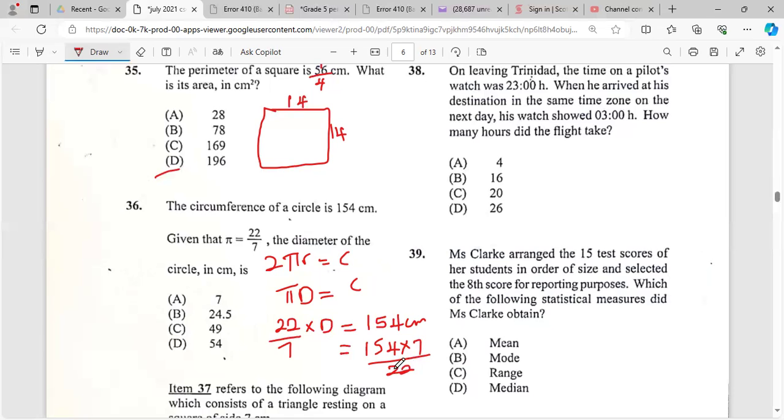Let's see which number we could use. 2. We could use 2. 2 into this is 11. 2 into this is 7. 77. And then you could use 11 now. 11 into this is 1, 7. So 7 times 7, 49. So that's 49. Remember they asked for the diameter, not the radius, alright? So if we had found it for the radius, we would have to times it by 2.